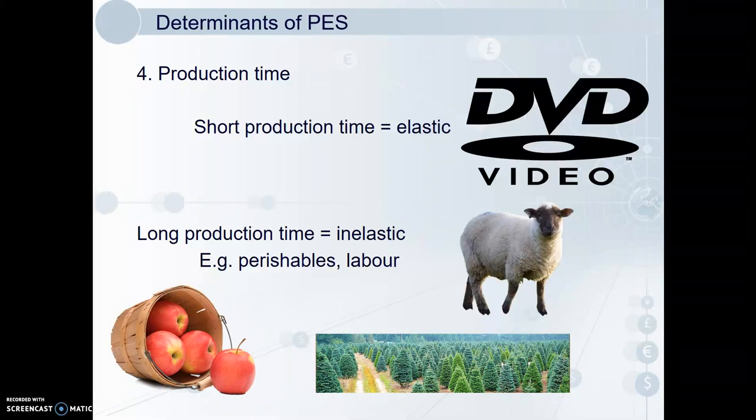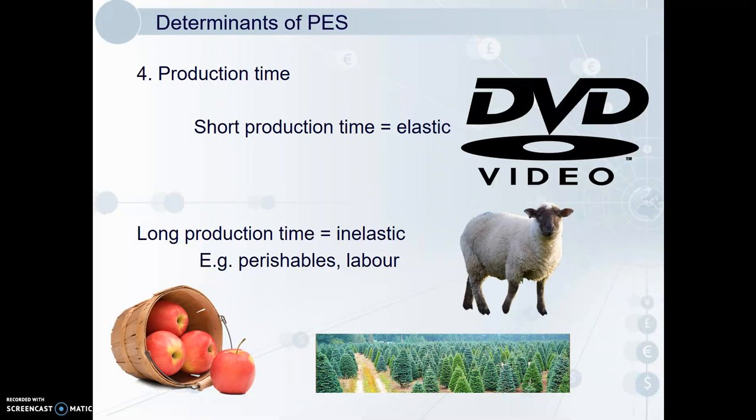Production time is also crucial to PES. Goods with a short production time, like DVDs, can be produced rapidly in response to an increase in price, making them responsive or elastic to a change in price. Goods with a longer production time can't respond to a price increase. You can't just grow another ton of apples in a week if the price is higher. There's a long lead-in time. You need to get more land. The trees have to grow. The apples have to grow. You can see how this is very related to the time period considered.